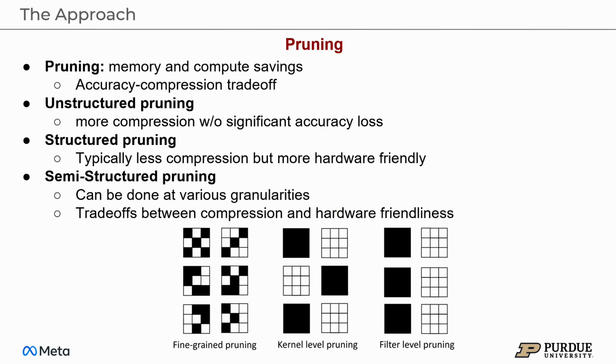There are several ways of doing this with varying levels of accuracy-compression trade-off. On the extreme left, you can do fine-grained pruning, which gives you more compression without much accuracy loss. On the extreme right, you can do highly structured pruning, which will be very hardware friendly, but you may not have much accuracy. And you can do something in the middle, which we call semi-structured pruning. This can be done at various levels of granularity, and you have trade-offs here in terms of how much compression you can achieve and how much will be hardware friendly.